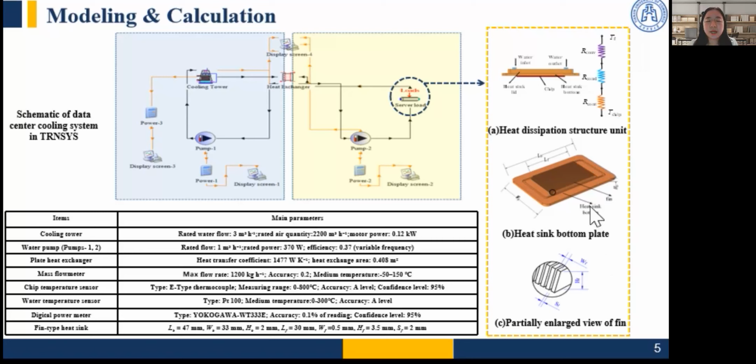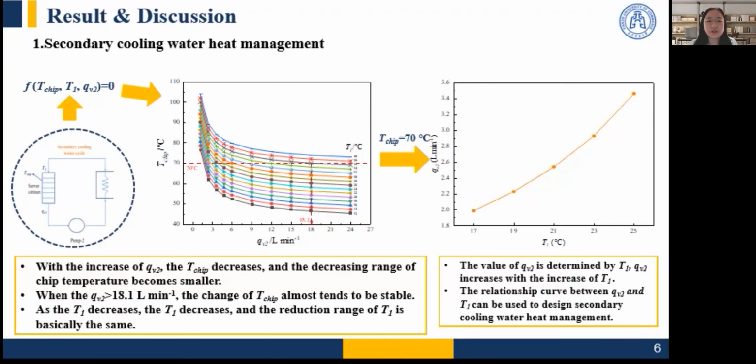Those formulas are used to obtain the relationship among the water inlet temperature, the optimal flow rate of secondary cooling water, and the safe chip temperature. Next part is results and discussion.